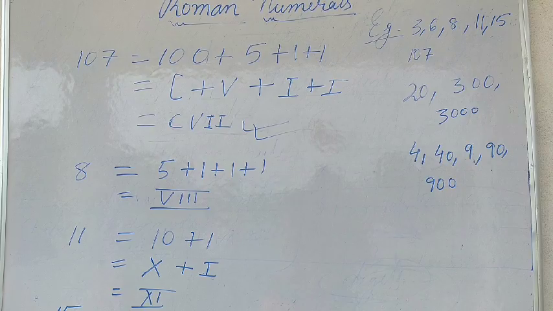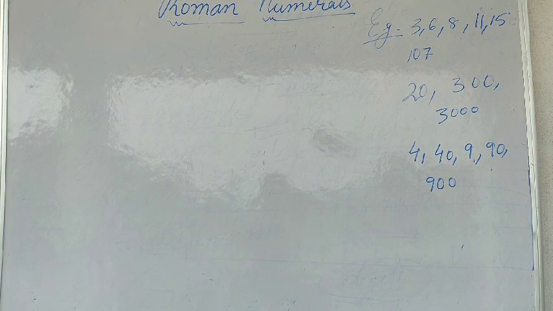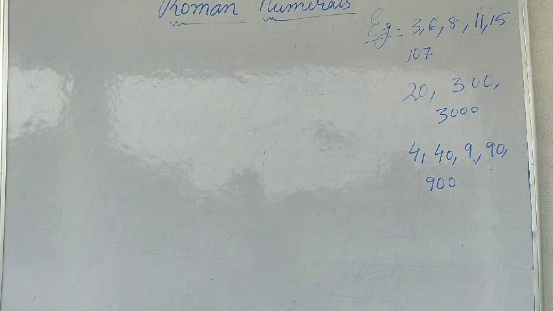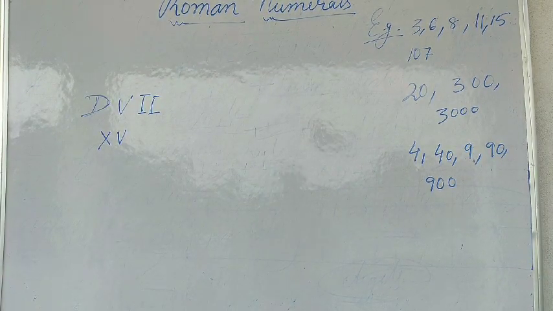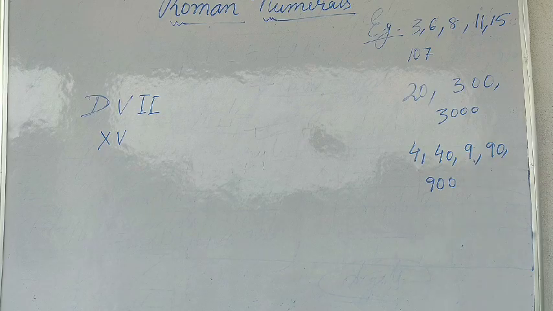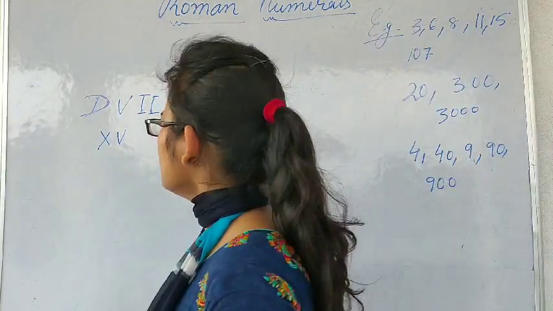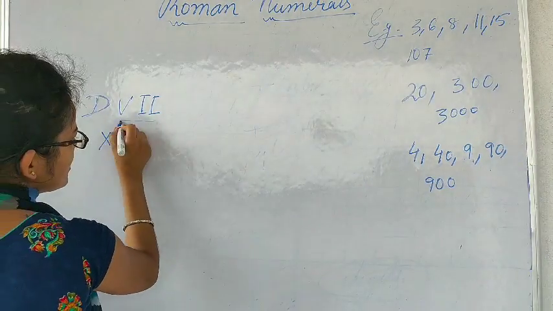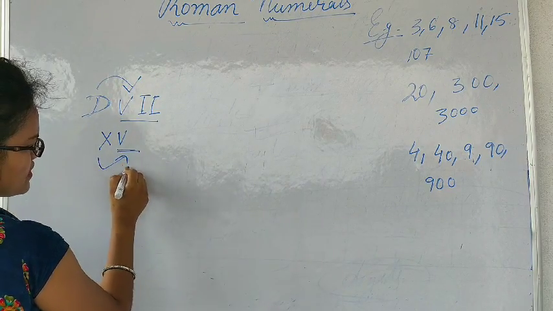Now the next number is 20. We'll write this number by using the multiplication rule. And one more thing: we use the addition rule when a smaller number is written on the right of a greater number. These are the numbers we can take as examples in which we can apply the addition rule. First number is DVII, and second is XV. In both the numbers, the smaller number is at the right side of the greater number.